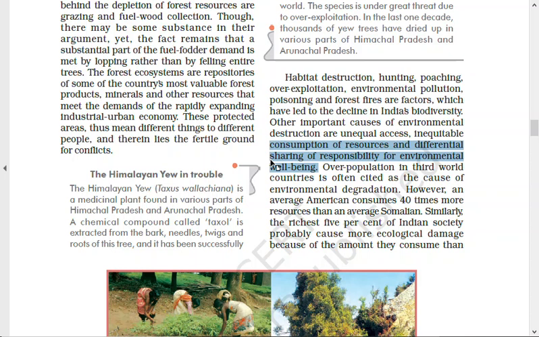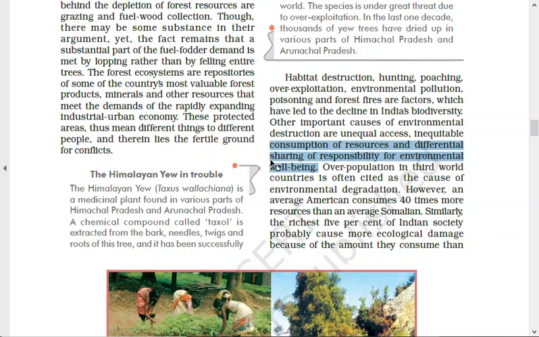And because of being poor countries, all the third world countries were not able to use the machinery. So in that case, we needed more human beings, right? So we produced more, and because of that, we are overpopulated, thank God. However, an average American consumes 40 times more resources than an average Somalian. Somalia is the horn country in Africa. So 40 times more resources they use naturally.